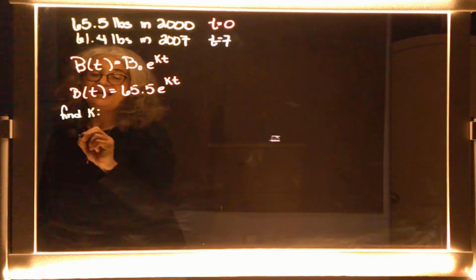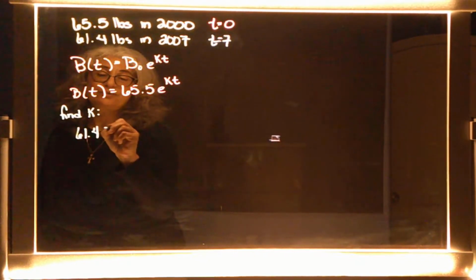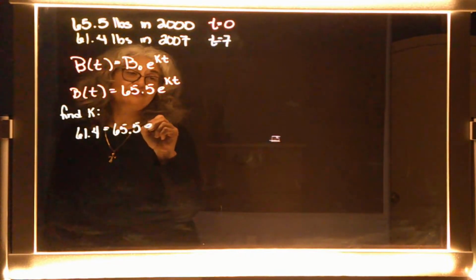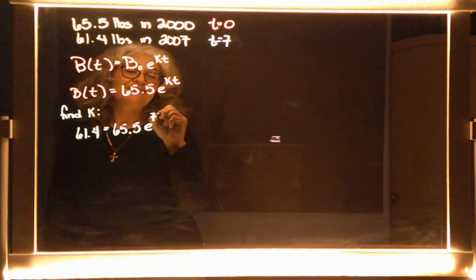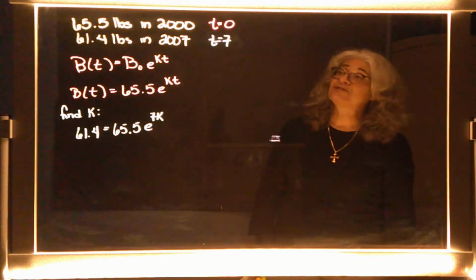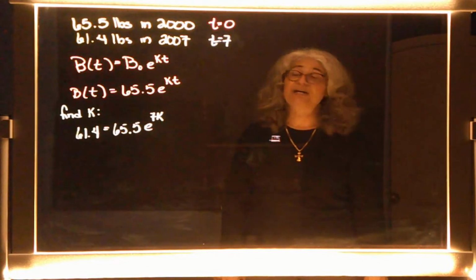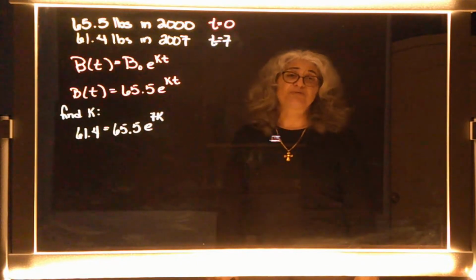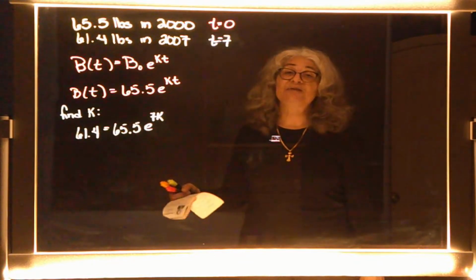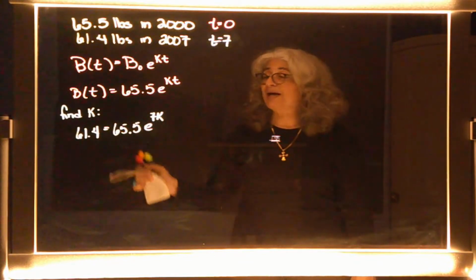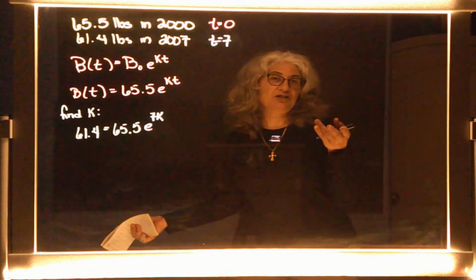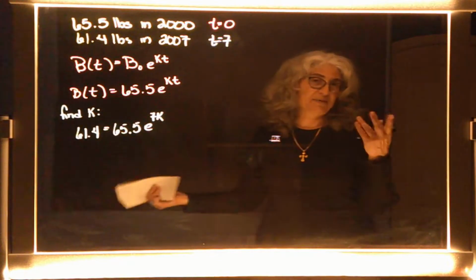So to find the k, my ending balance is 61.4 equals 65.5 e to the 7k. Are you with me on that? Yeah. As soon as I knew t equaled 0 was the year 2000, then I knew the initial amount was 65.5 pounds. And gratefully, in order to find k, they gave me another time and an ending balance so I could plug it in and go find k. Alright, so maybe you should pause the video, solve for k, and then come back and let's see if we agree.